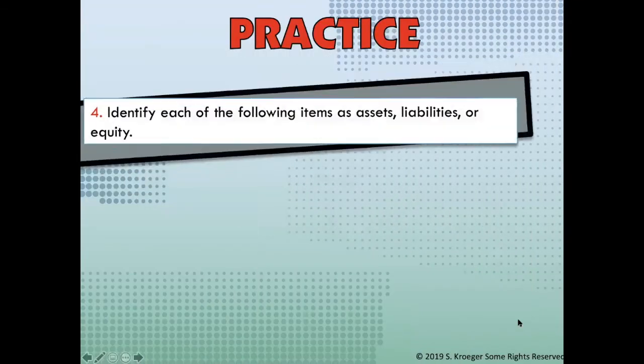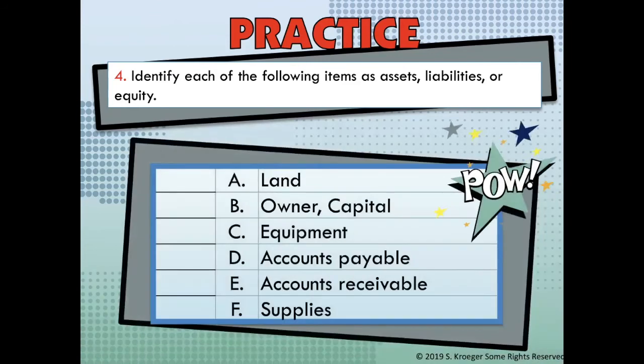Next, we have number 4 on our classwork. Identify each of the following items as assets, liabilities, or equity. Once again, you should pause right now and try these on your own. Part A, land. Would that be an asset, a liability, or equity? You can always refer to your chart of accounts too if you need some help on this. Remember, land is something we own. This is part of our stuff. If we own it, it would be an asset.